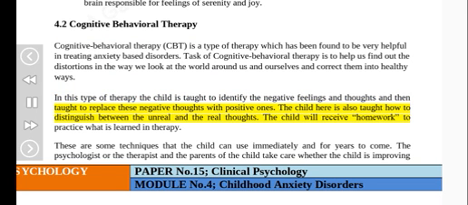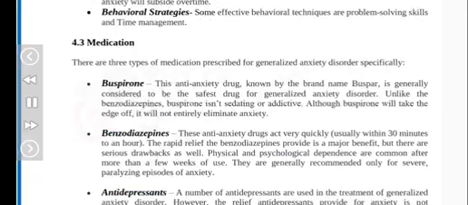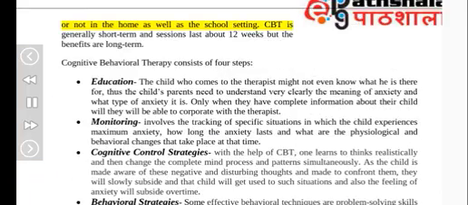The child here is also taught how to distinguish between the unreal and the real thoughts. The child will receive homework to practice what is learned in therapy. These are some techniques that the child can use immediately and for years to come. The psychologist or the therapist and the parents of the child take care whether the child is improving or not in the home as well as the school setting. CBT is generally short-term and sessions last about 12 weeks, but the benefits are long-term.